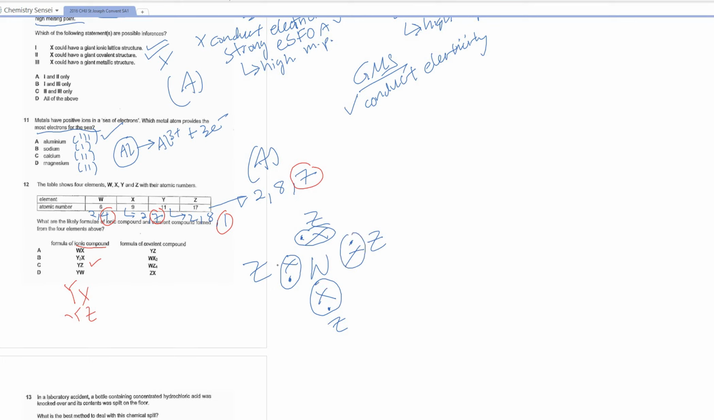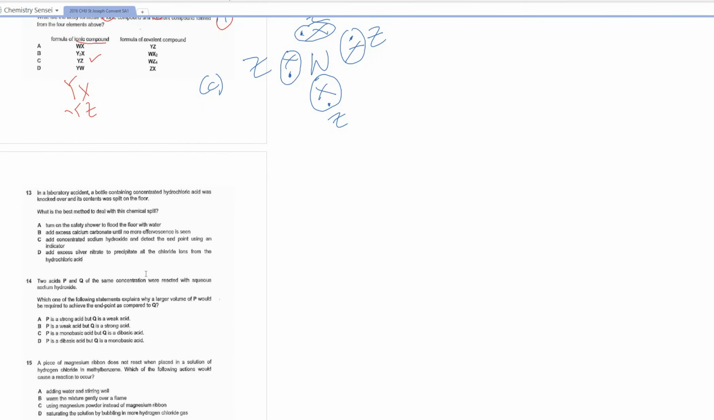Okay, so the correct answer is option C. Question 13. In a laboratory accident, a bottle containing concentrated hydrochloric acid was knocked over and its content was spilled on the floor. What is the best method to deal with this chemical spill? Option A, turn on the safety shower to flood the floor with water. This is not safe at all because you are just diluting the acid, you are not removing the acid by reacting it away. So option A cannot be the answer.